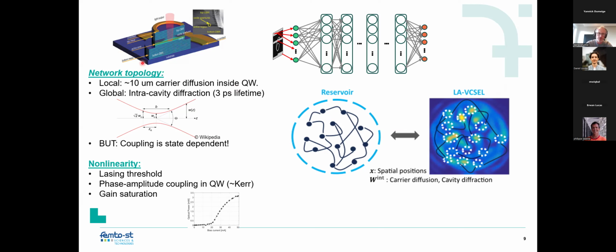So a VCSEL has this structure. At the bottom, you have a mirror. At the top, you have a mirror, like in most lasers. And in the middle, you have an optical amplification medium. So first of all, why is this a network? If you have a small VCSEL, you have a single mode emission.